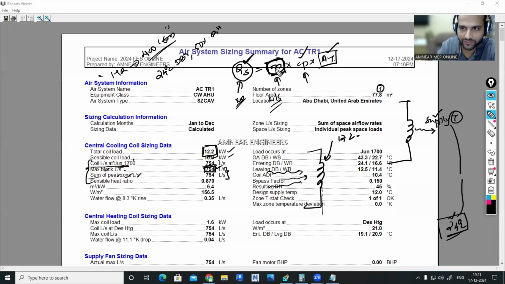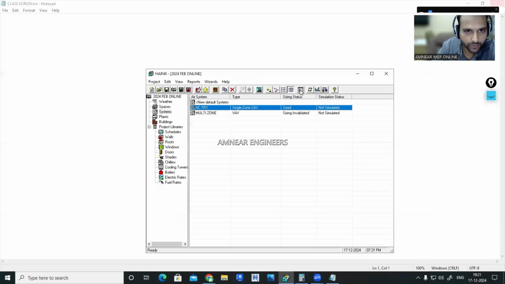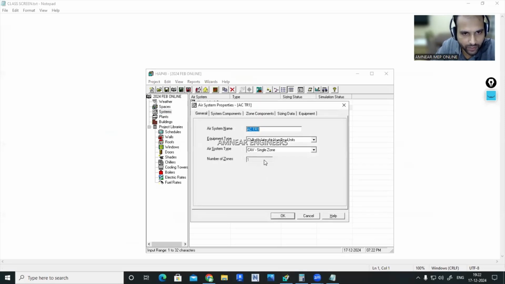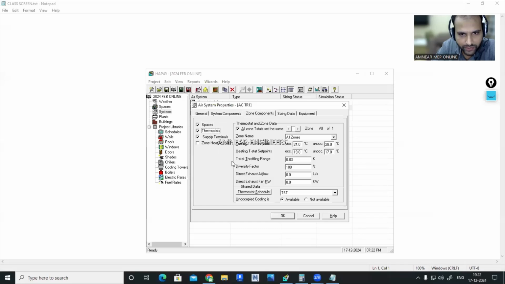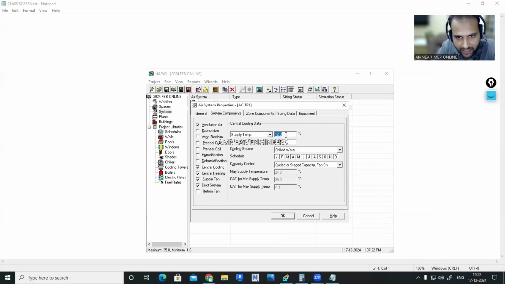We can check. For example, I'm having a space. Let me close this one. This is the space, and all the space input I have already provided. We already discussed this in the HAP session. Now I'm going to the zone component. Under thermostat, you can see the room set point is 24 degrees Celsius. In the system component, central cooling coil, the supply temperature is now 12 degrees.